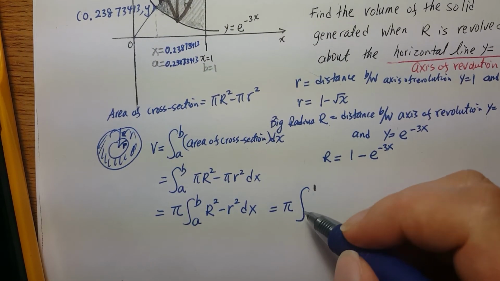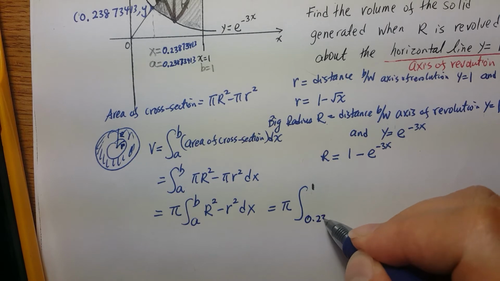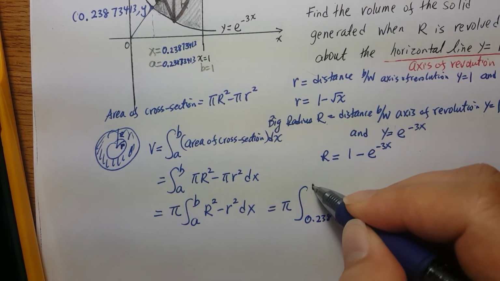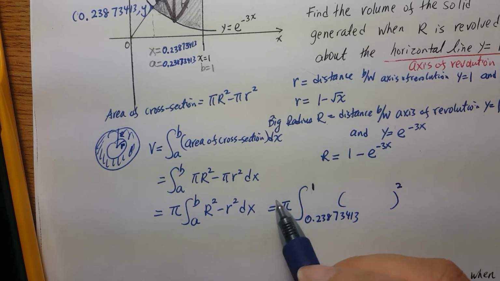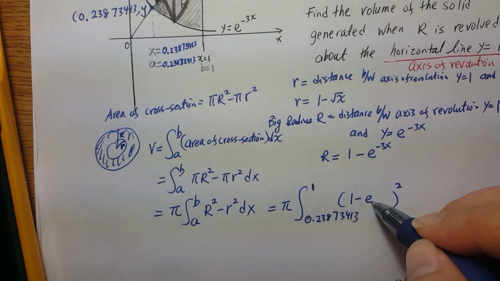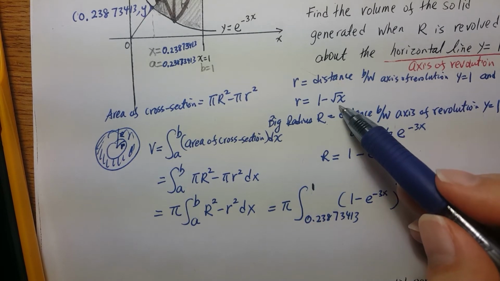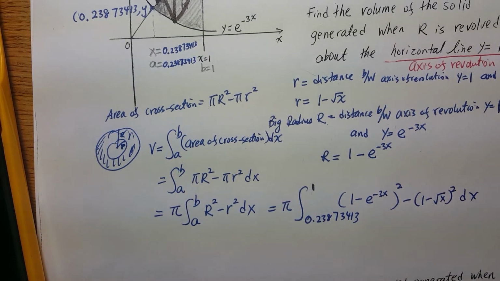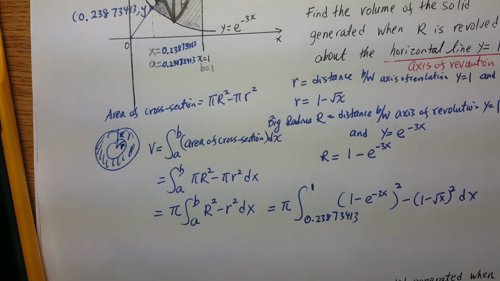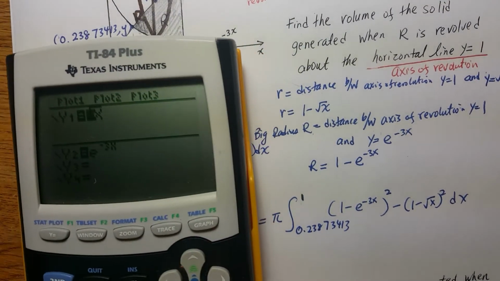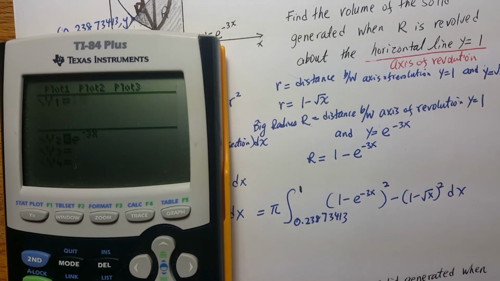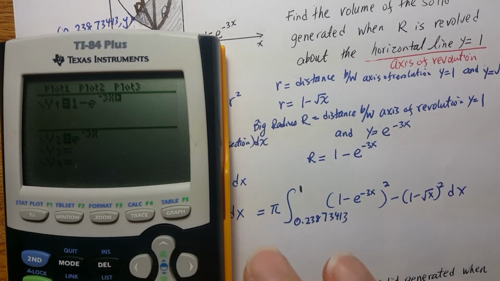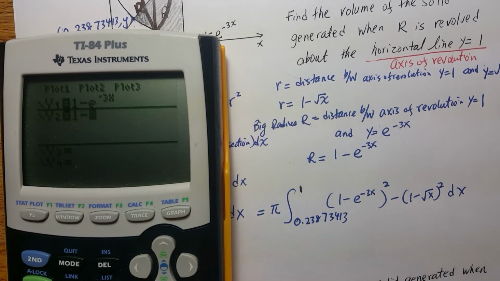So now I'll go back over here. I'm going to use 0.23873413 to 1, and then big R squared minus small r squared: 1 minus e to the negative 3x squared minus small r squared, times dx. I'm going to type this into my calculator. I'm going to use the y1 as my big R, so 1 minus e to the negative 3x, and then 1 minus square root of x as my small r.